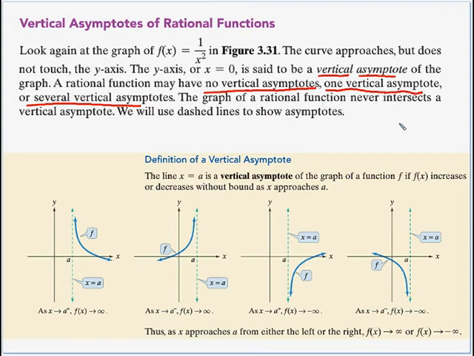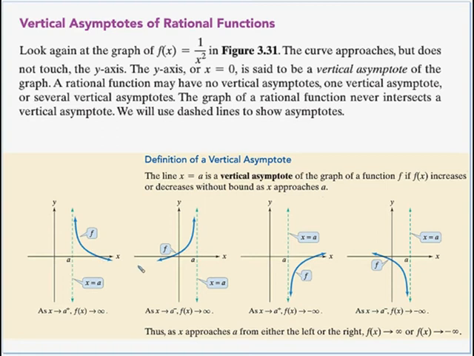The graph of a rational function never intersects a vertical asymptote. We will use dashed lines to show these vertical asymptotes. So here you can see these little dashed lines. Those will be our lines that we approach but never touch and definitely never cross. So the line x equals a is a vertical asymptote of the graph of the function f if f of x increases or decreases without bounds as we approach that asymptote.